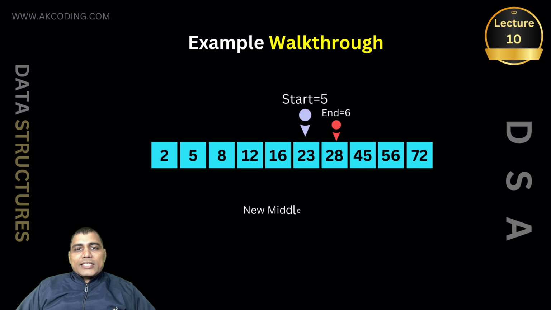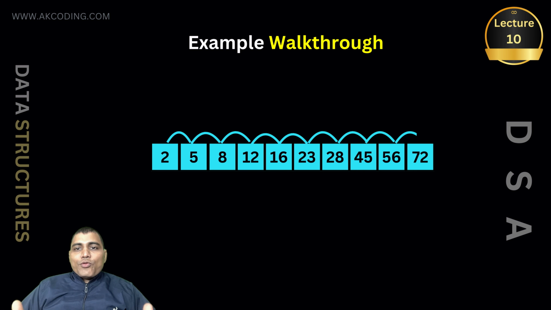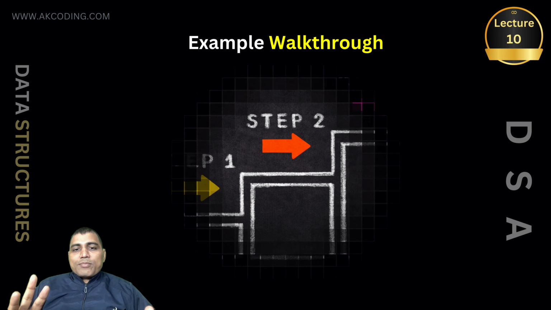New middle, that is (5 + 6) divided by 2, that is 5. Element at index 5 is 23. Found it, right? See how simple this was. Instead of checking all 10 elements, we found it in just 3 steps only.